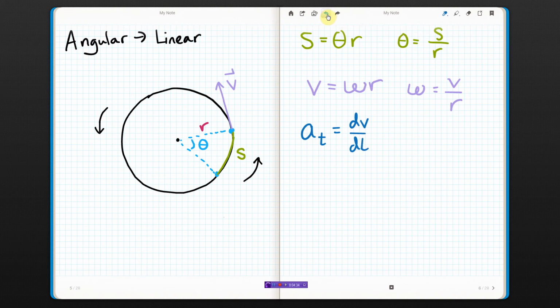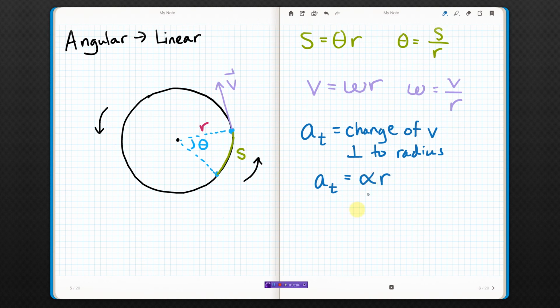The change of velocity perpendicular to the radius. And that follows the exact same pattern that we've been doing. So that's just going to be the angular acceleration, alpha, times r.